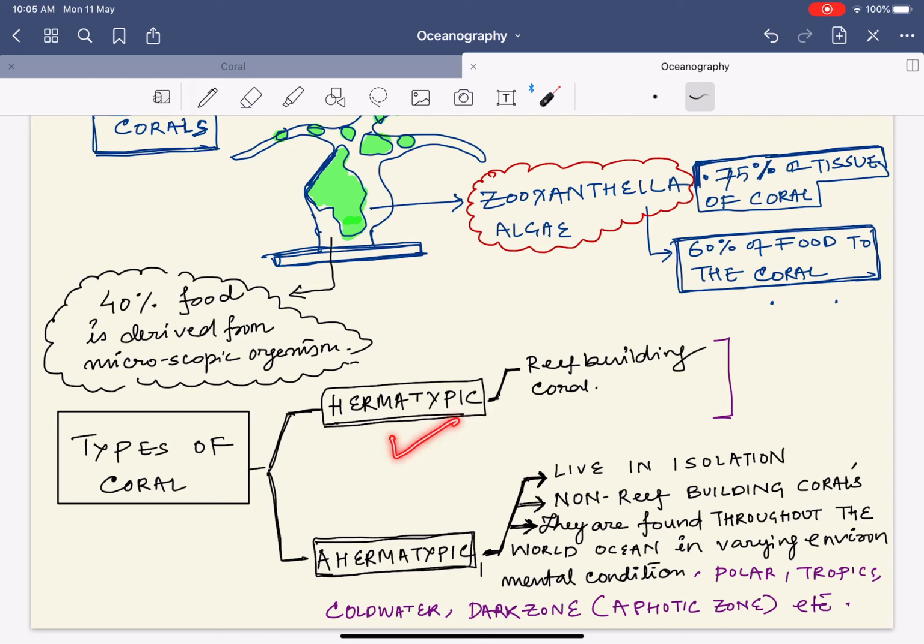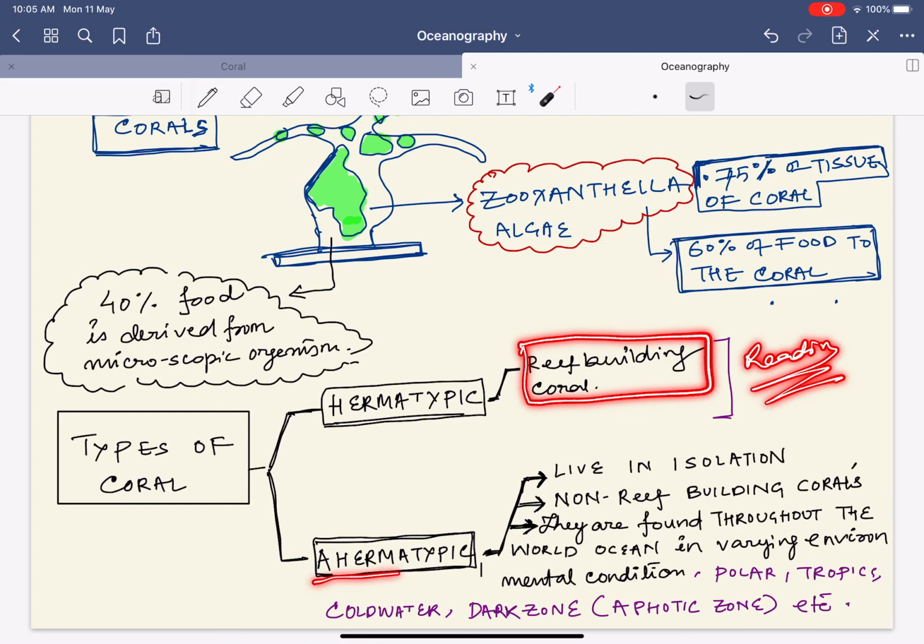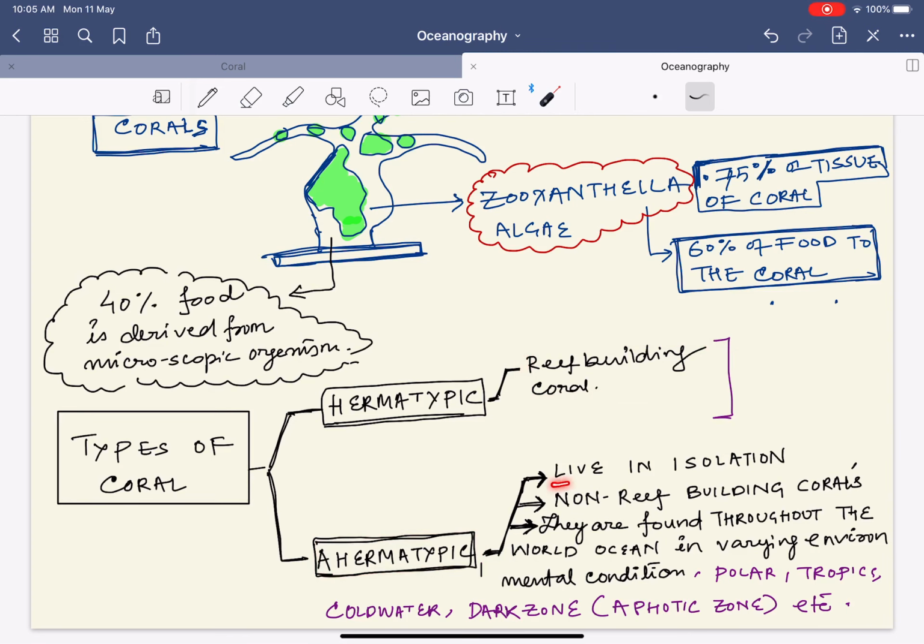What is it? It's nothing but the types of corals. See, types of corals are basically two: one is hermatypic and the next is ahermatypic. Hermatypic is nothing but your reef building coral, and about this we will be reading now. But the difference is very important. Look at this. First of all, ahermatypic corals live in isolation, but hermatypic corals live in groups. Next, ahermatypic are non-reef building corals, but the hermatypic are reef building.